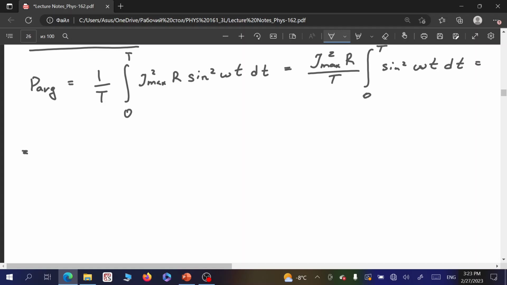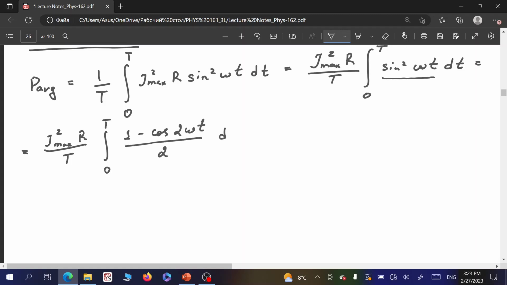So we can apply some trigonometric transformation. So we will get I maximum square times R over period T times integral from 0 to T. And this sine second power omega t we can represent as 1 minus cosine 2 omega t divided by 2, and dt. So now we deal with two integrals.